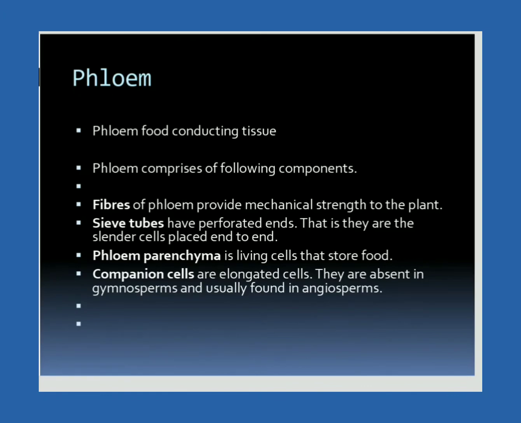Companion cells are elongated cells. They are absent in gymnosperms and usually found in angiosperms. Sieve cells do not have a nucleus. And companion cells are adjacent to the sieve cells and help in the connection.